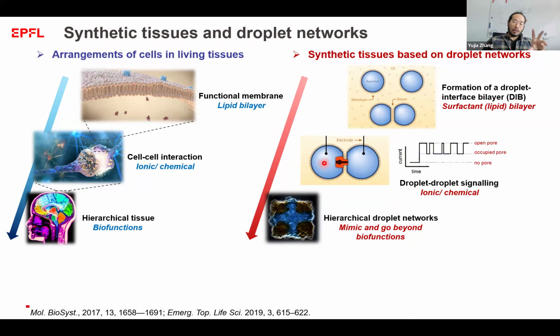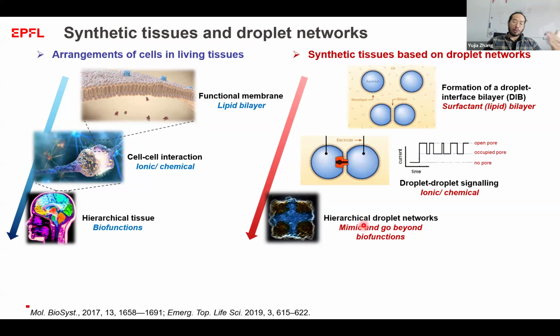We can also incorporate nanofluidic components in the aqueous droplets, or depending on the material, in the oil phase. Those nanofluidic components can automatically insert into the DIBs, the droplet interface bilayers, and form droplet-droplet connections, which is very useful in controlling ion transport, molecule signaling, etc.